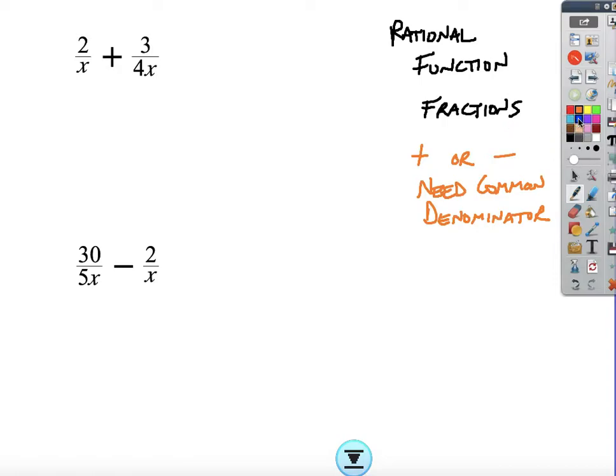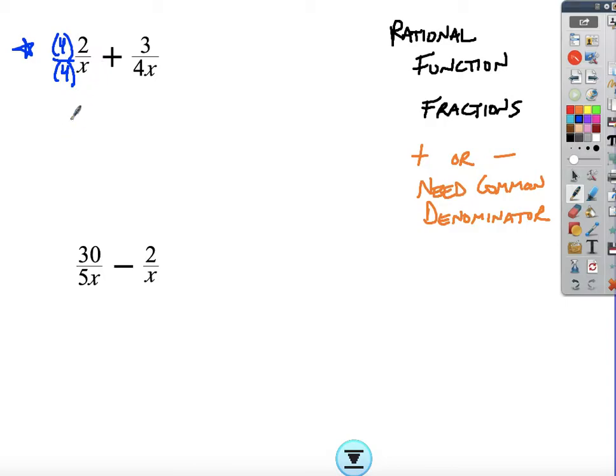So if we look at this first example up here. All right, I'm adding, so I know I need a common denominator. I'm looking at the denominators, both of them have x's. This one does not have a 4. So if I multiply this fraction by 4, I have to multiply by 4 on top and bottom, because technically that's 4 over 4, which is 1. So I'm essentially multiplying by a 1, and that doesn't inherently change anything. So it's safe to do that. It's legal to do that.